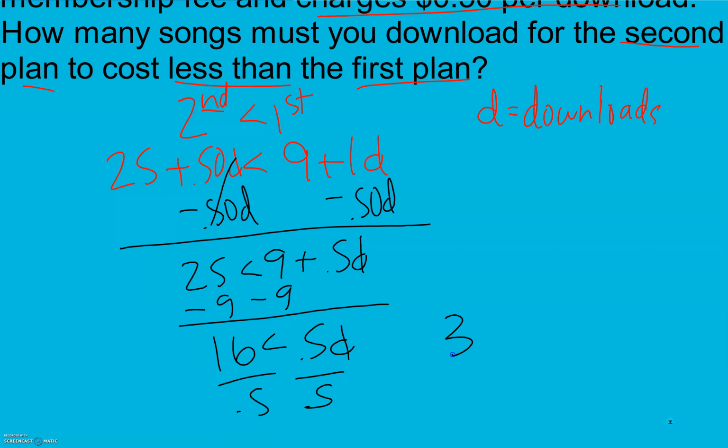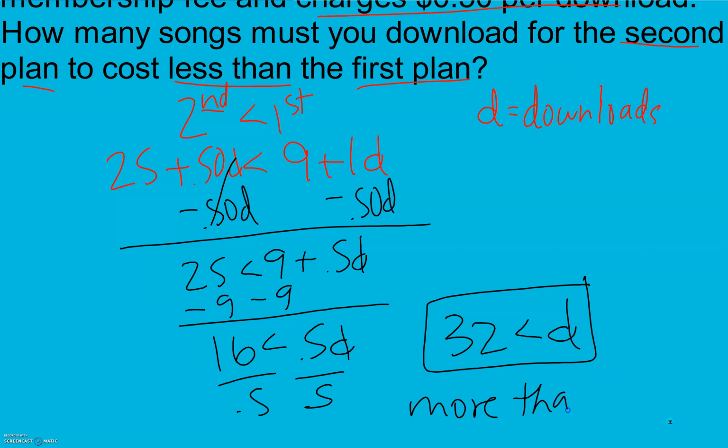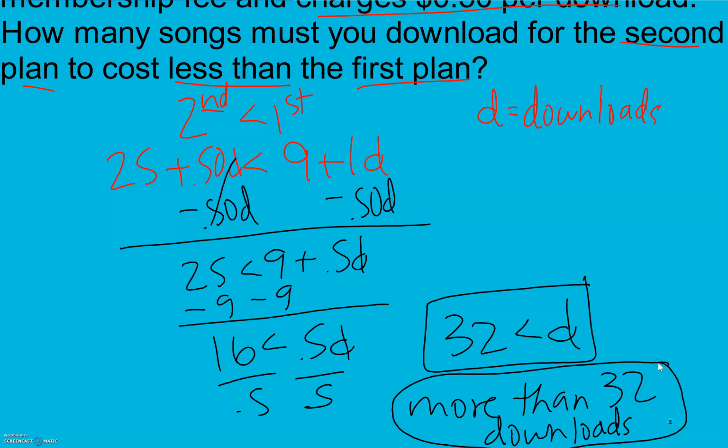And again, if we multiply or divide by a negative number or by a positive number, we keep our inequality. It's only if we multiply or divide by a negative that we have to worry about it. So 32 is less than the number of downloads, so we could say more than 32 downloads. But again, it's not exactly 32. Exactly 32 would tell us when we break even. We want to know when it would be second less than first. So we'd have to download more than 32 songs.